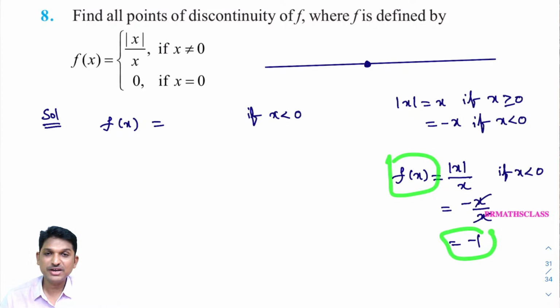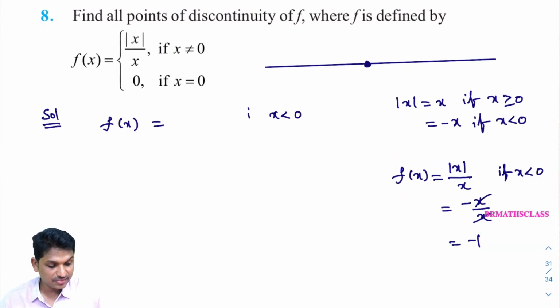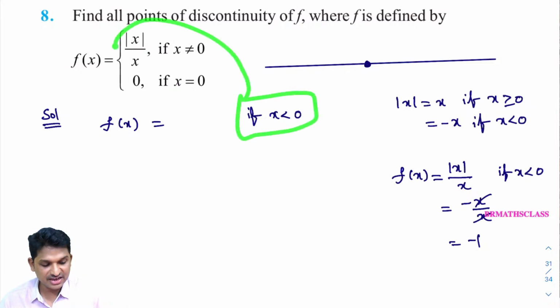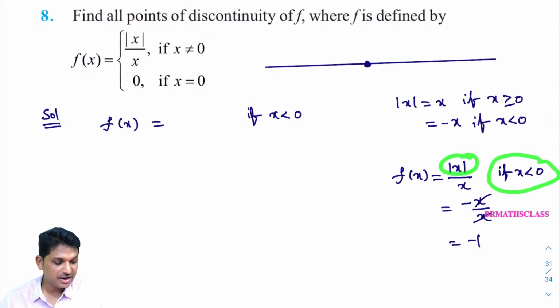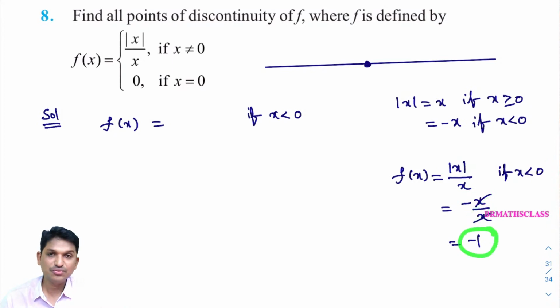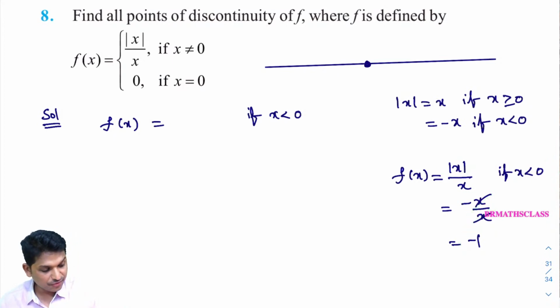When x value is less than 0, that means all negative numbers, not equal to 0, we need to choose this function. When x value is less than 0, modulus of x is minus x. So in place of modulus of x, if I write minus x, the x will get cancelled and f of x is minus 1. I hope you understand this. So f of x is minus 1 when x is less than 0.